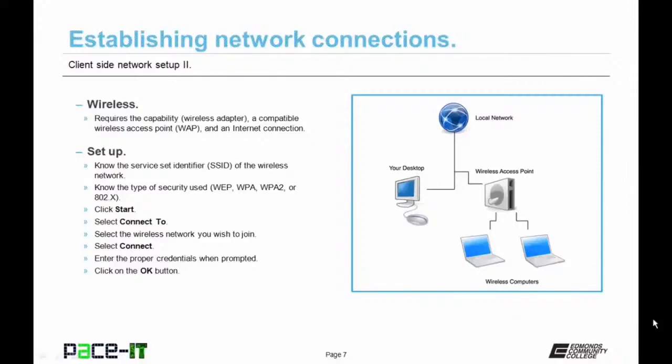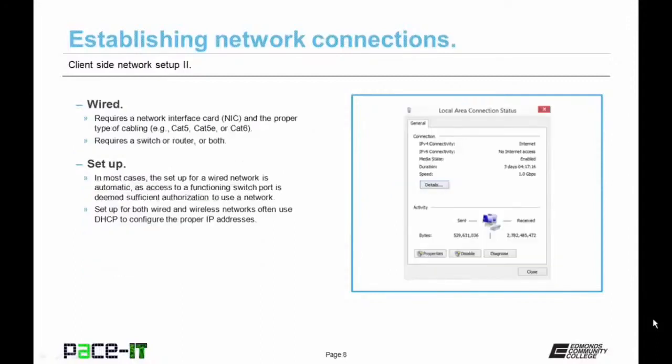Then you click Start. Then you select Connect to from the Start menu. Select the wireless network you wish to join. Then you select Connect. Then you enter the proper credentials at the prompt and select OK. Now you're connected to a wireless network.